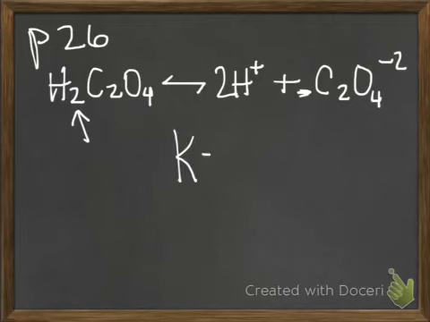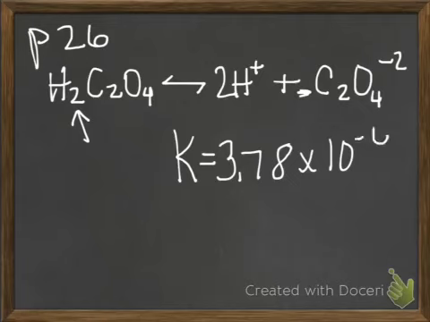So the K value that they're giving, the 3.78 times 10 to the negative 6, is actually a combination of the K values for both steps, Ka1 and Ka2. We're actually going to see in a minute how that works. So we're going to erase that for now, and we're going to start looking at the parts of the problem.